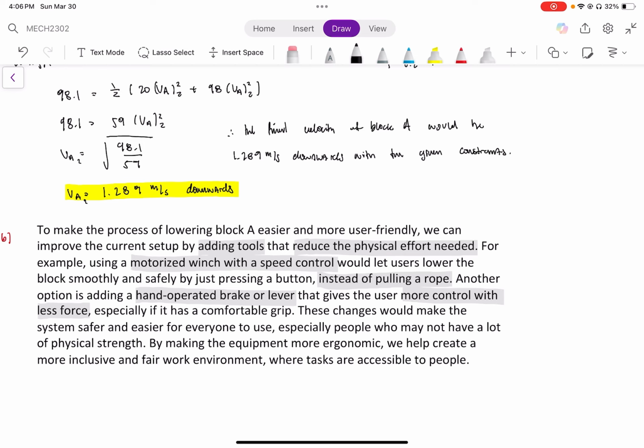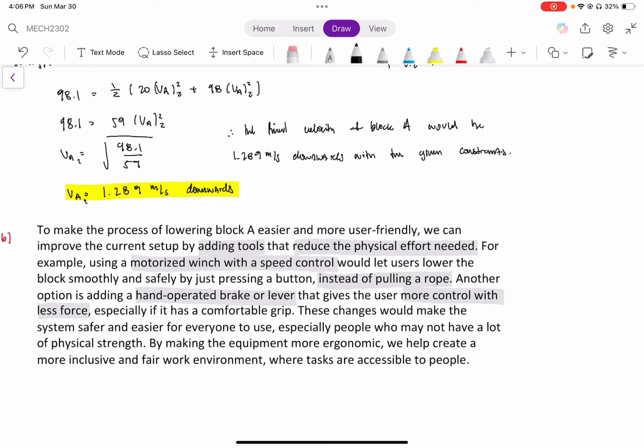lowering the rope. Another option is adding a hand-operated brake or lever that would give the user more control with less force, especially if it has a comfortable grip. So it would allow the user to instinctively brake whenever they feel like it instead of having to lower the rope themselves. These changes would make the system safer and easier for everyone to use, especially the people that may not have a lot of physical strength, for example, younger or older audiences.